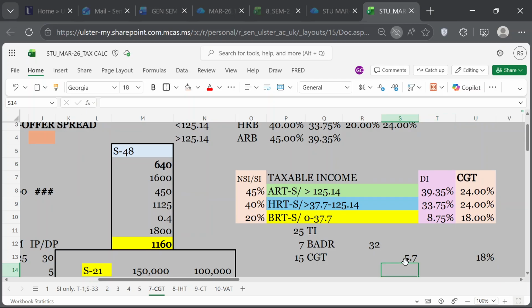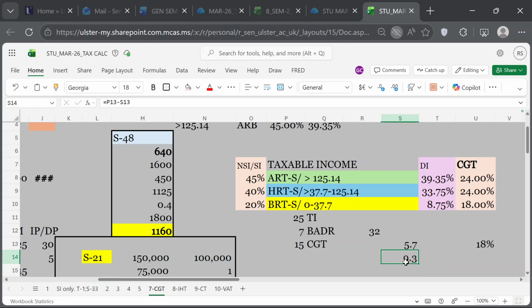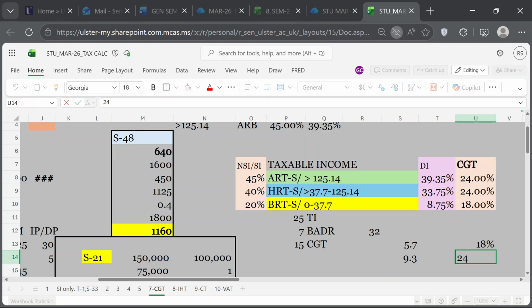And the balance of the CGT, which is 15 minus, I'm doing everything in thousands, okay? So what is this? 15 minus 5.7, 9.3. So that 9.3 will get taxed at 24%. Is this clear? Yes? Have you followed what I'm saying here?